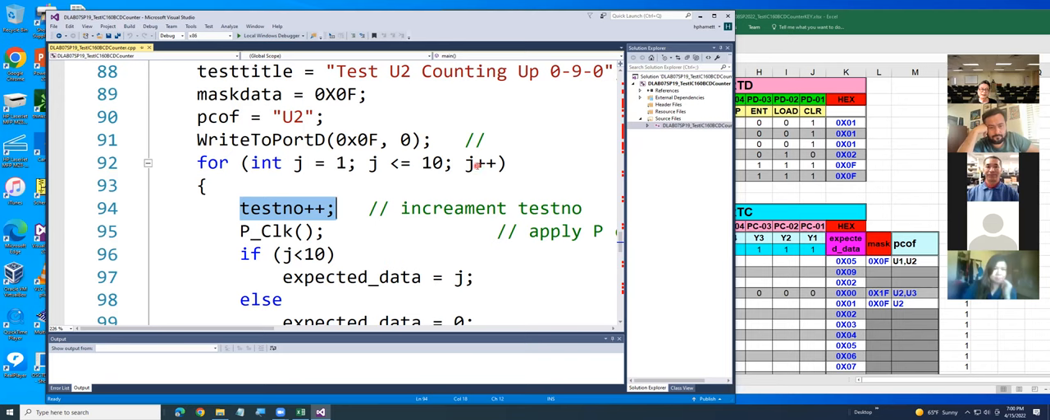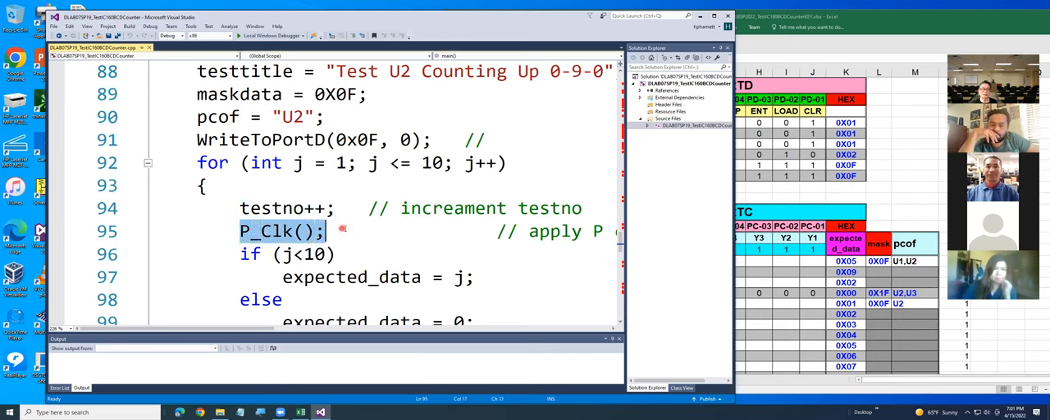J plus plus means it increments J after each pass. So that means you are supposed to get 10 test numbers. If you put a test number 5 up here, that only tests 5, but not 6, 7, 8, 9. So that's why you must increment the test number inside the for loop. If the test number before was 4, now it will be 5, and the next time 6, 7, 8, 9.